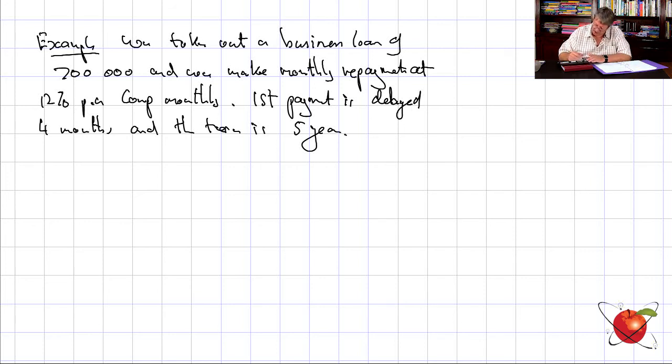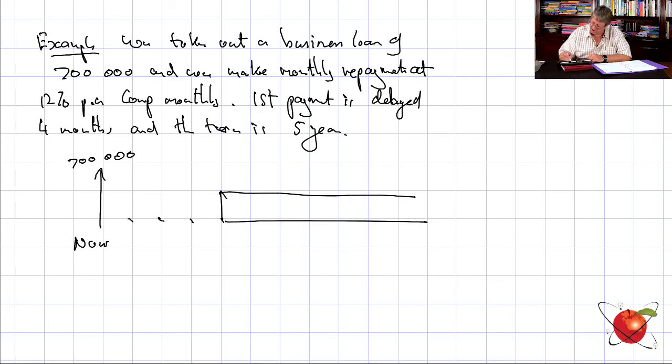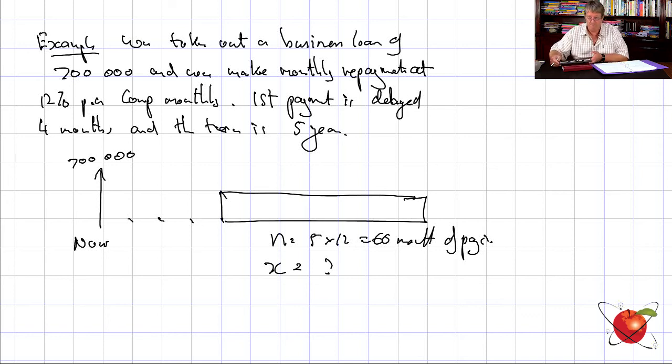So I take out a loan today. This is now. And I am paid out 700,000 from the bank. But the first repayment is delayed for 4 months. So my annuity starts here with a term N of 5 times 12, 60 months of paying X, which we don't know. Right? We have no idea. We've got to work that out.